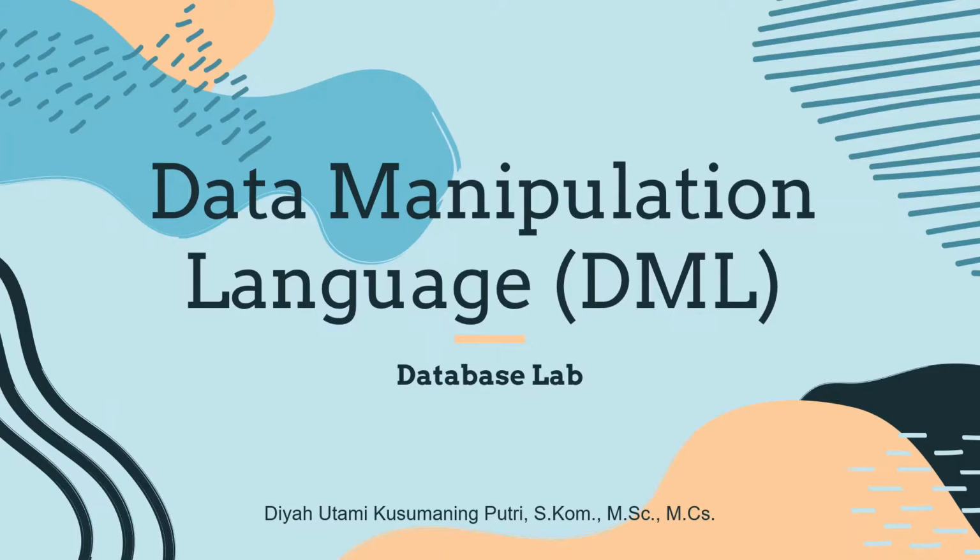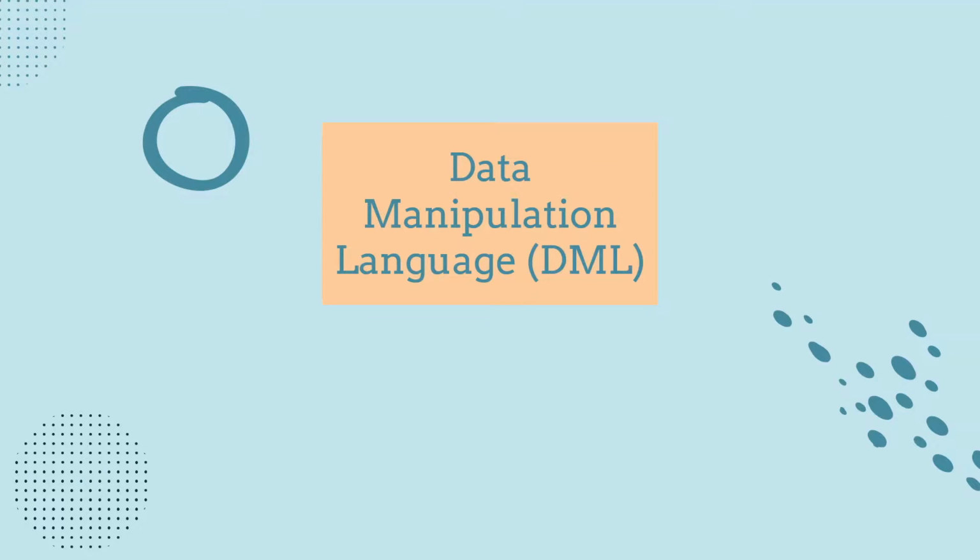In this video, I will explain about data manipulation language. Data manipulation language or DML is a language used by users to access and manipulate data. Data manipulation refers to retrieval, insertion, deletion, and modification of data or information that's stored in the database. The basic goal is to attain efficient human interaction with the system.